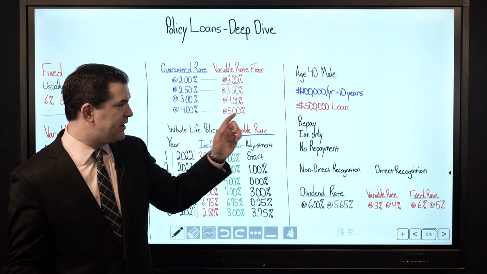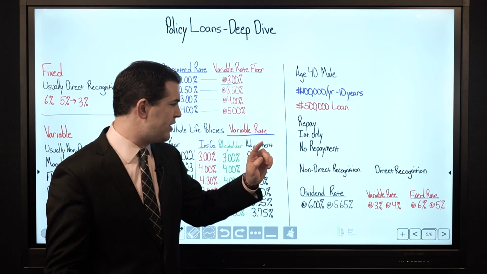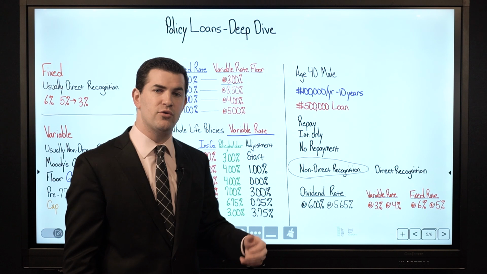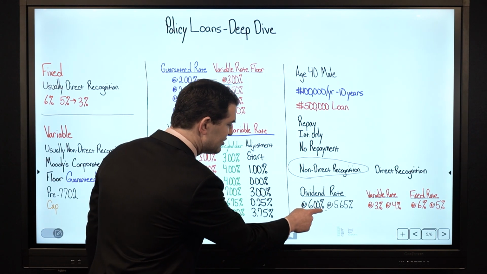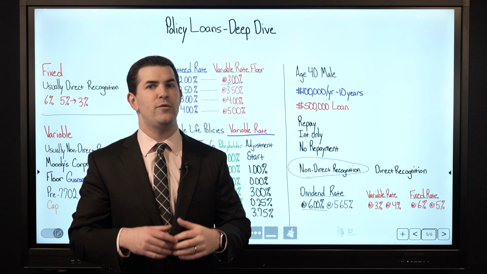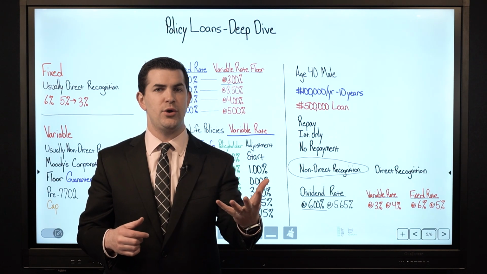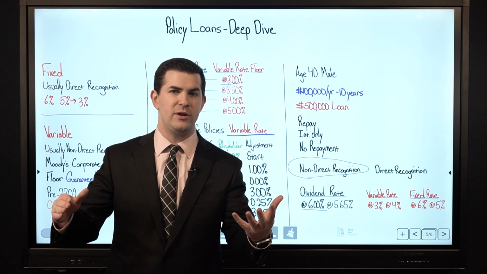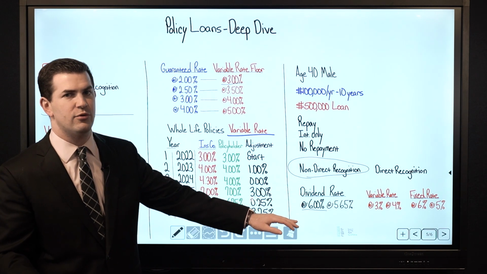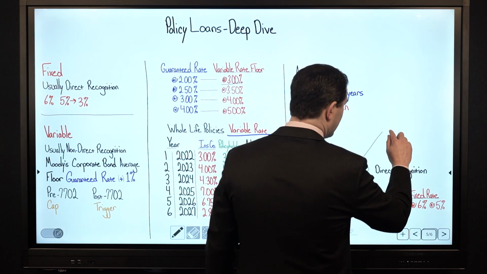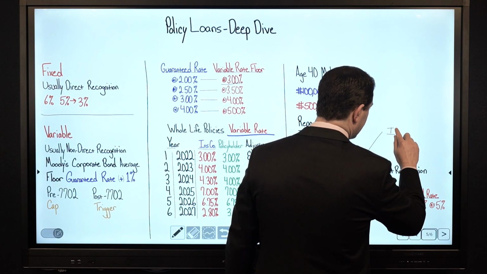So MassMutual, if we elect their variable loan interest rate, I will have a non-direct recognition policy. So this will be non-direct recognition. What that means is that 6% dividend interest rate will be applied to my full cash value, any money in cash value, and also what I have borrowed against the policy. No lost opportunity cost. That 6% dividend rate is constant. And remember, dividend rate is never what I'm actually earning.